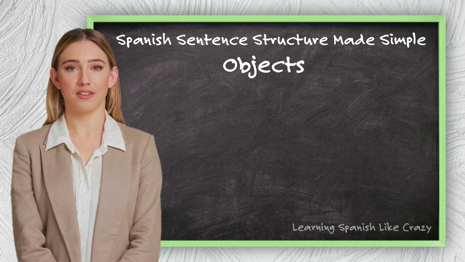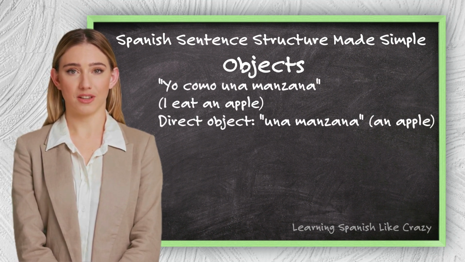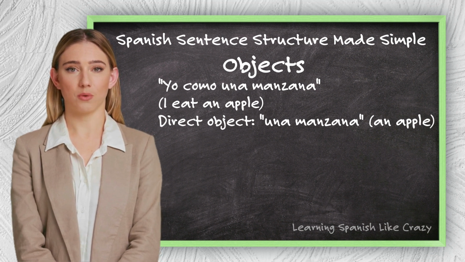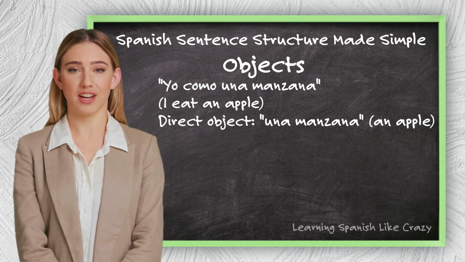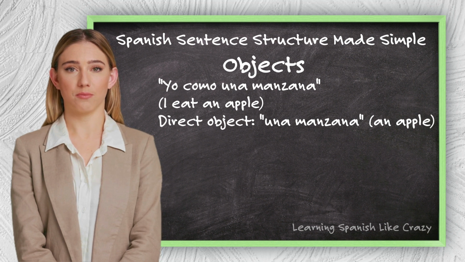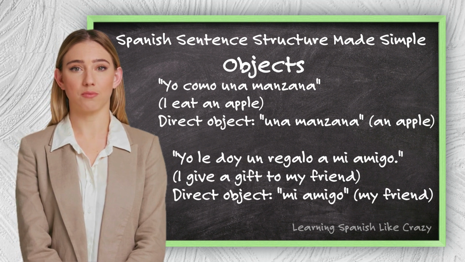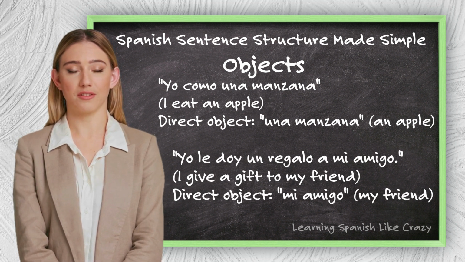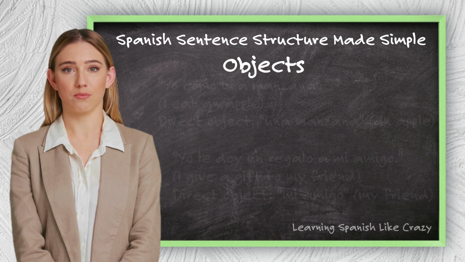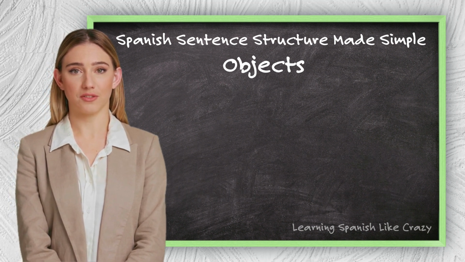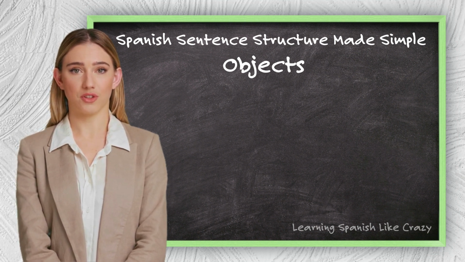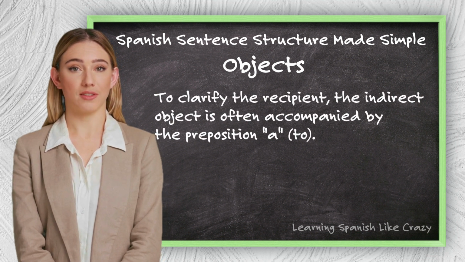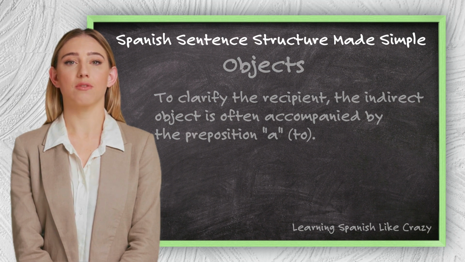For example, in the sentence, Yo como una manzana, the direct object is an apple, since it is receiving the action of the verb. Indirect objects, on the other hand, indicate to whom or for whom the action is done. For instance, in the sentence, Yo le doy un regalo a mi amigo, the indirect object is my friend, since it is the target for the action done. To summarize, the direct object receives the action directly, while the indirect object indicates the recipient of the action. To clarify the recipient, the indirect object is often accompanied by the preposition a.